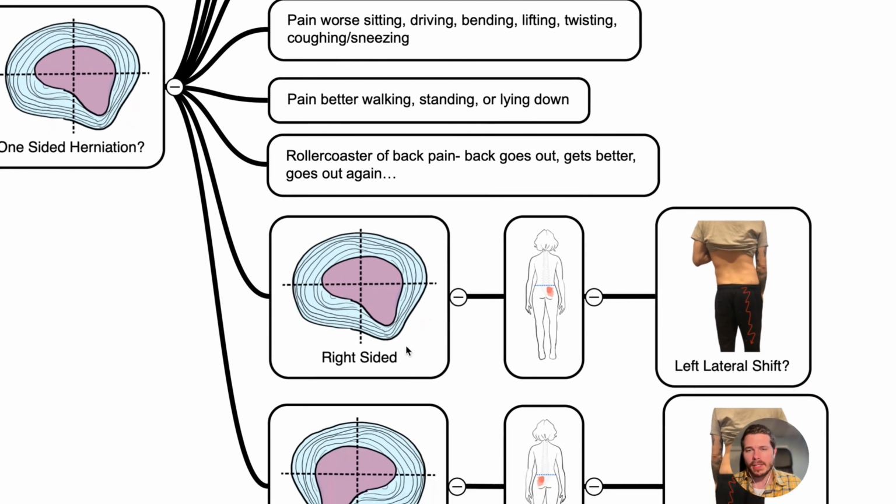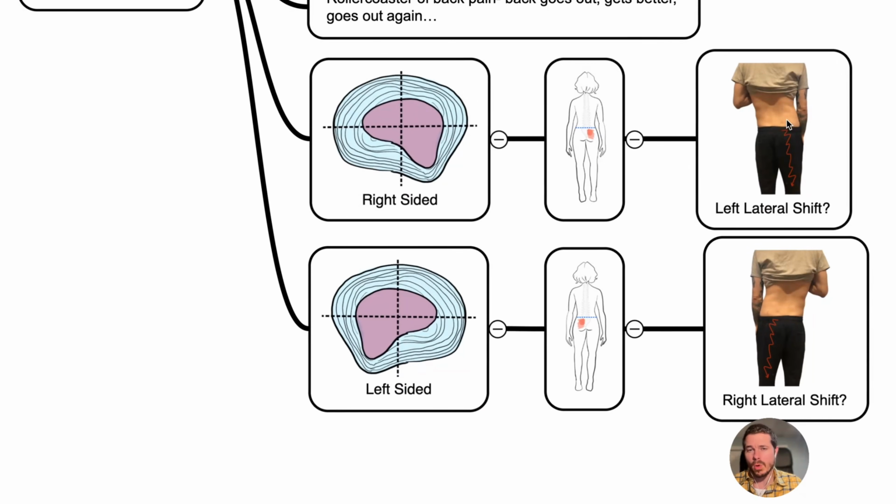And if you have a right-sided disc protrusion back into the right, you will get right buttock symptoms, in most cases. And you may or may not be shifted. If you have an SI joint problem, you're not going to be shifted to one side. Facet joint problem won't be shifted. Left-sided, you'll see left-sided buttock pain. Maybe a right lateral shift, but maybe not.